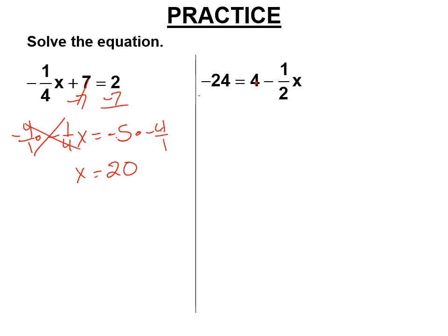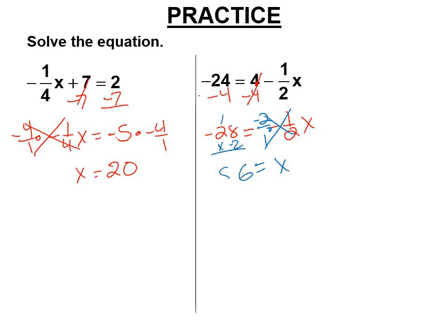Right, so this is a plus 4. You subtract 4 from both sides, right? It has nothing to do with that minus sign. That minus sign goes with the negative 1/2. That was 4 minus 1/2 x, which turns into negative 1/2 x. So we're subtracting 4 from both sides. Negative 28 equals negative 1/2 x. Multiply by the reciprocal, which is negative 2, both sides by negative 2, and so 2 times 28 is positive 56, because negative 28 times negative 2.